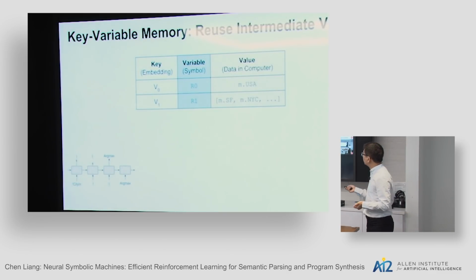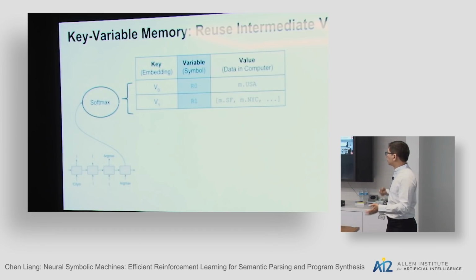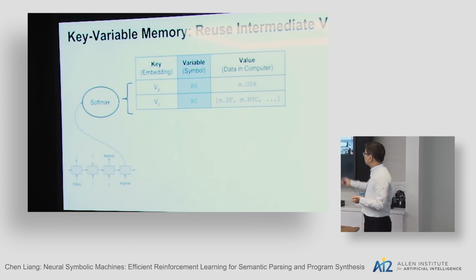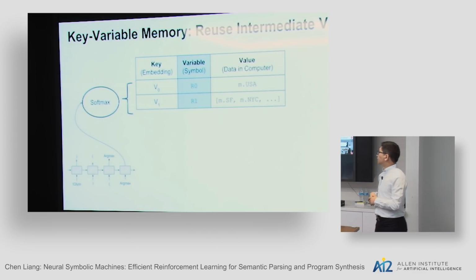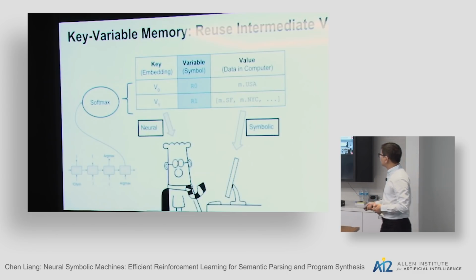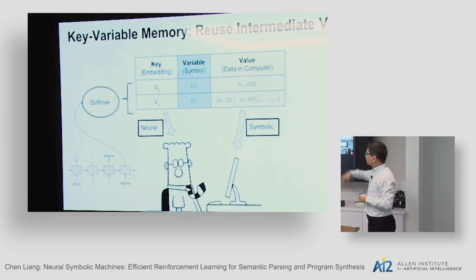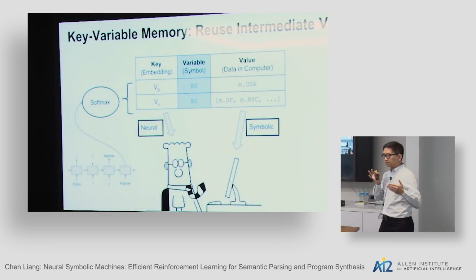So that later, when you are writing, say, the second expression, the argmax, and you know you want to use some existing results for doing the argmax, then you will have a softmax over the tokens or the new variables you generated before to pick the one that suits as an argument. So the key embedding is sort of like the neural part, where you let the model learn how to write the correct comments and also how to find the right variable based on the comments.